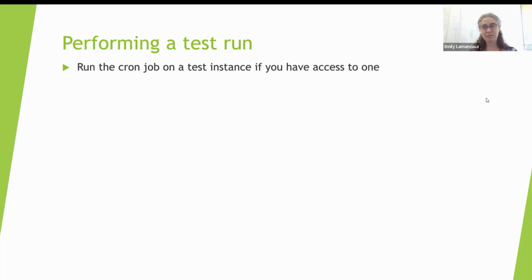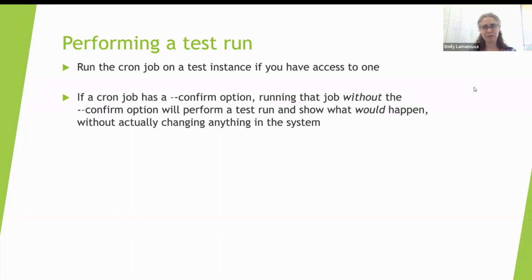So if you do have access to a test system, either you're lucky enough to have a test server or even just a test Koha dev box or whatever, that's the easiest way to test it. Just run that cron job with those options on that test system and double check that it does what you want. But if you're not lucky enough to have a test system, you do have other options.